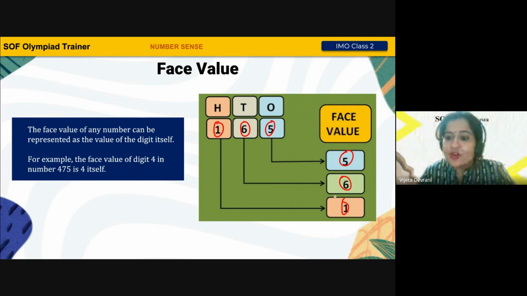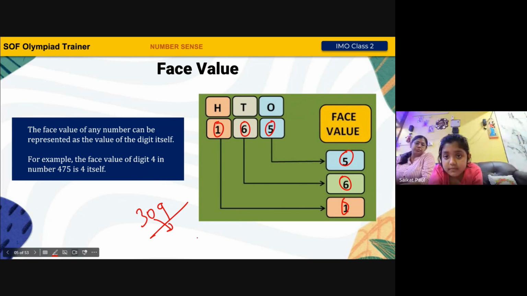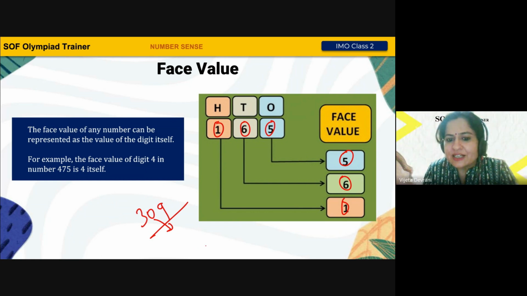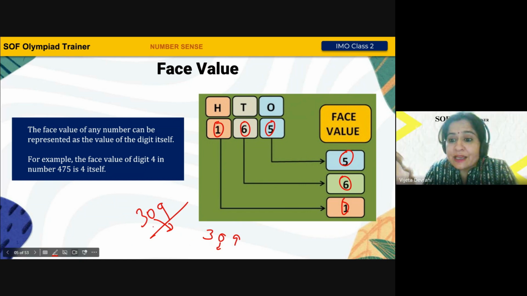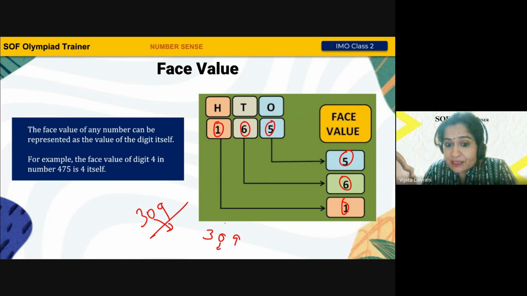For example, Adrika, you tell me, in 309, what is the face value of 0? 0. Very good, very good. And Athav, you tell me in the same number 309, what is the place value of 0? Athav, look at this number. I have written this number 309. Do you see this number? Okay, Athav is telling me that this is 10.